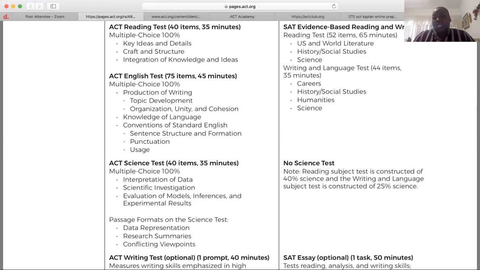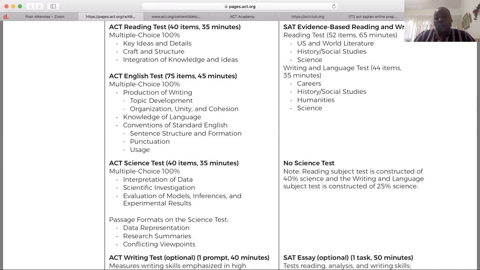So when we look at the SAT test, there's no science test. There is a reading subject test, which is constructed of 40% science, and the writing and language subject test is constructed of 25% science, but there's no specific science section. Students would have to take science SAT subject tests in regards to getting specific science tests.